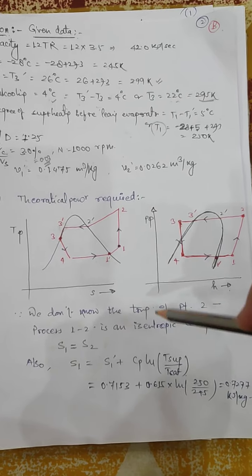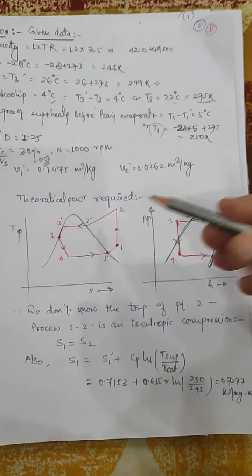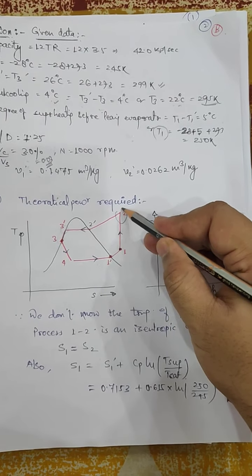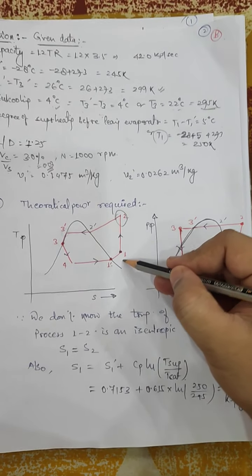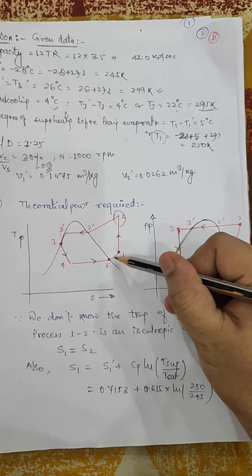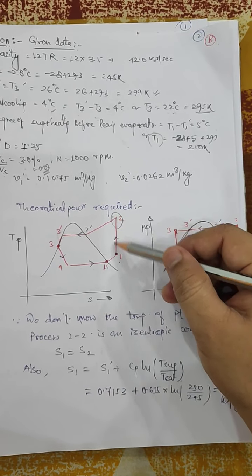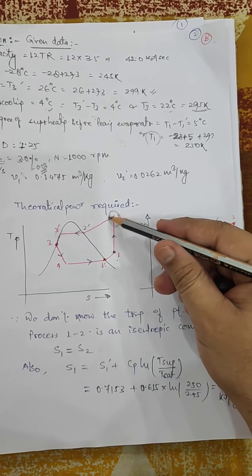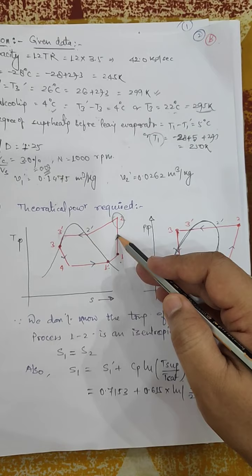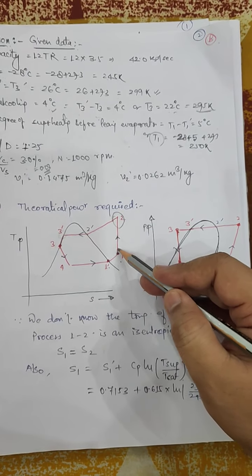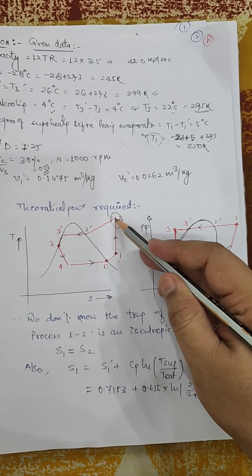Now what we don't know is the temperature at point 2. Firstly, we need to locate this temperature. We know the temperature at 1, because the degree of superheating is given as 5 degrees centigrade. So now we need to calculate the temperature at point 2. But what we know is that the process of compression is isentropic compression, so the entropy value at point 1 will obviously be equal to the entropy value at point 2.